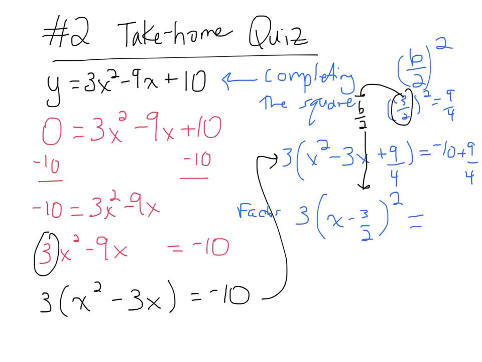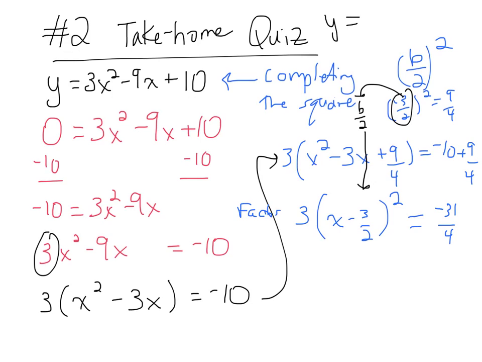And then on the right side, we write equals negative 10 plus 9/4. You can do some quick math there, or use the calculator to help you. That is negative 31 over 4. Now, normally we would try to isolate x and solve by square roots, but take a look at how close this looks to vertex form.